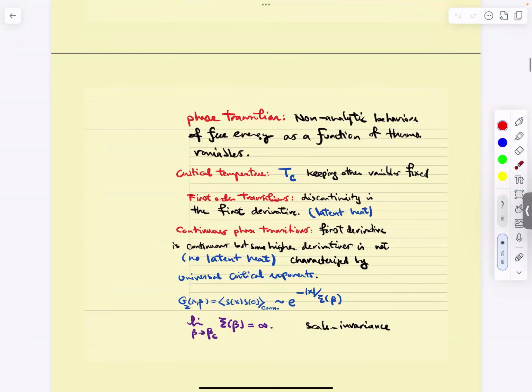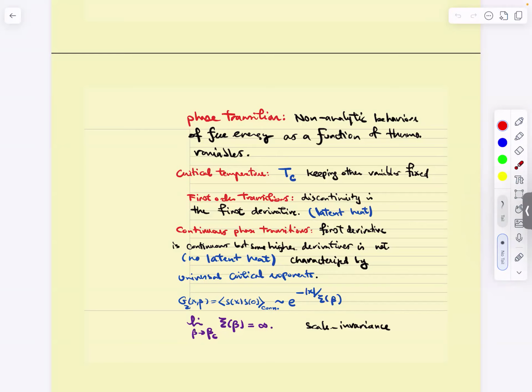We talked about phase transitions. Phase transitions are non-analytic behavior of the free energy as a function of thermodynamic variables. Of course, it can really only exist in some form of thermodynamic limit. Is it clear what thermodynamic limit is meant here?